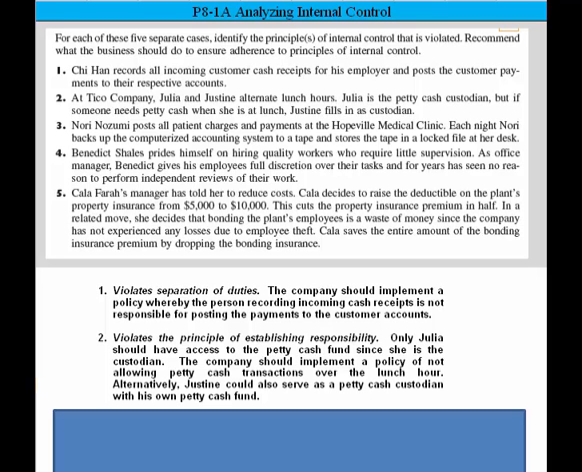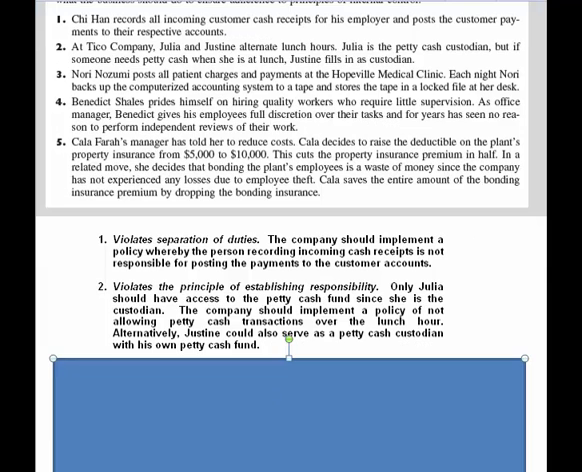Alternatively, Justin can serve as a petty cash custodian with his own petty cash fund, but you wouldn't want them combined. Okay, number 3, to the left of my mouse. Nori Nizumi posts all patient charges and payments at the Hopeville Medical Clinic. Each night, Nori backs up the computerized accounting system to a tape and stores the tape in a locked file at her desk. Okay, I'll slide up a little bit so we can move this down.